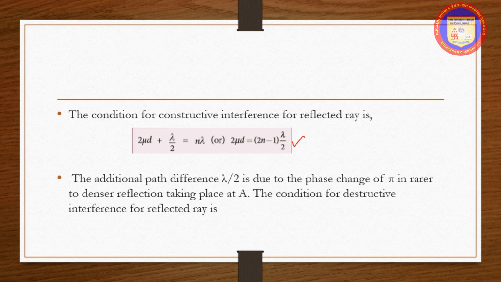The additional path difference lambda by 2 is due to the phase change of pi in rarer to denser reflection that takes place at A. The condition for destructive interference for the reflected ray is 2 mu d plus lambda by 2 is equal to (2n plus 1) lambda by 2. So you get the answer as 2 mu d is equal to n lambda.